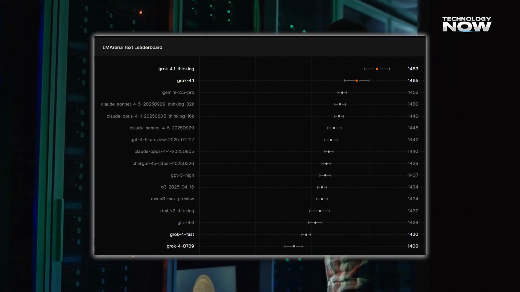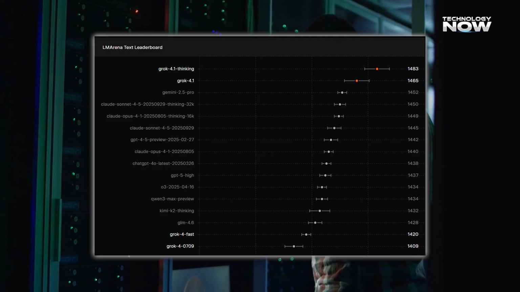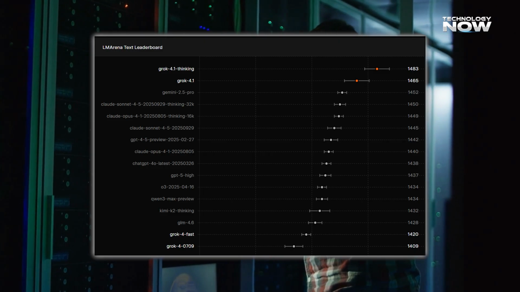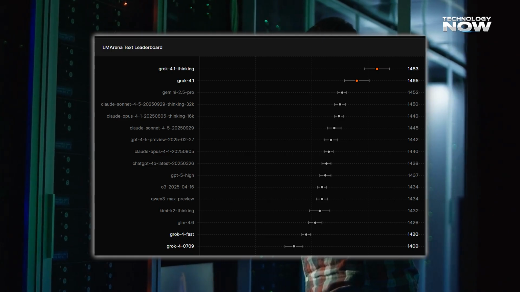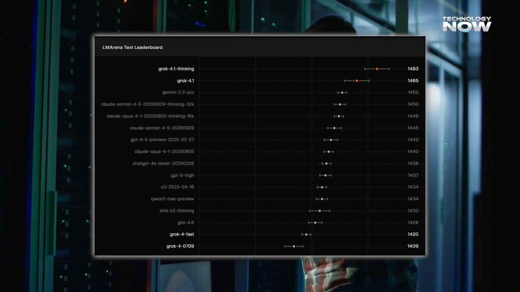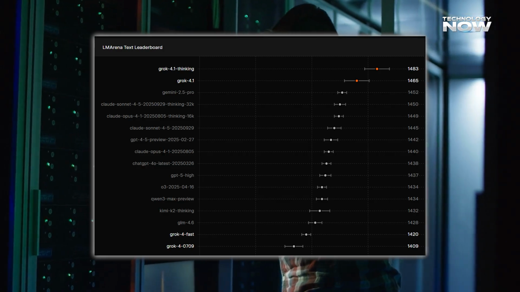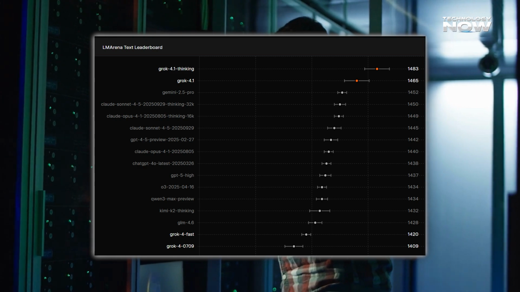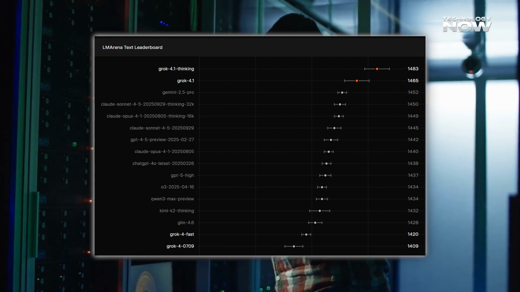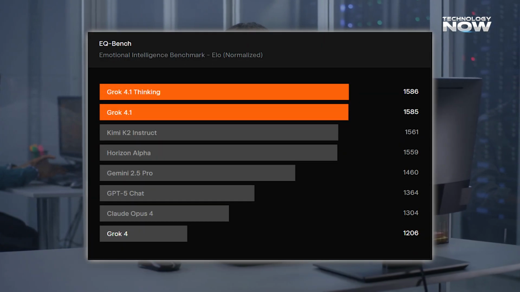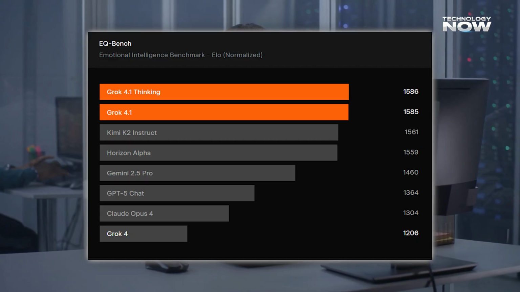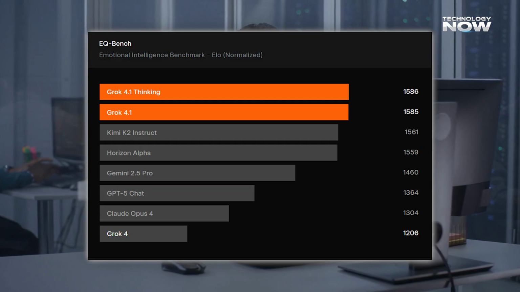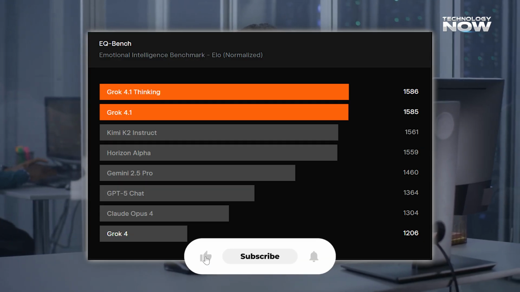Grok 4.1 jumped to the top of the LM Arena rankings right after launch, with the thinking version scoring 1,483 ELO and the fast mode scoring 1,465 ELO. The rise of nearly 30 leaderboard spots surprised many because such jumps rarely happen in AI benchmarks. Emotional intelligence scores crossed 1,580 ELO, beating models like GPT-5 Chat, Gemini 2.5 Pro, and Claude Opus 4.